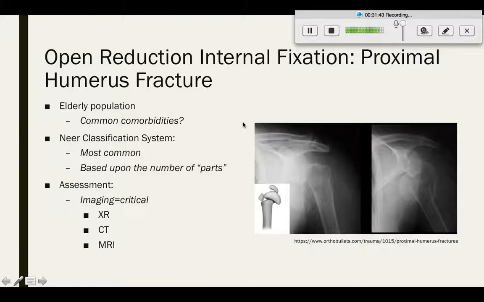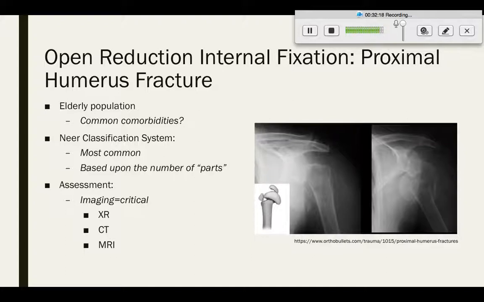Okay guys, now on to a discussion of management of fracture. A common fracture in the elderly population is going to be a proximal humerus fracture. There are all kinds of different classification systems for this. The Neer classification is the most common, and it's going to classify fractures based on the number of parts that the bone is broken into. So the higher the number, the more complicated. For example, the picture on the right shows a 4-part fracture. The more parts tend to result in lower outcomes in general.